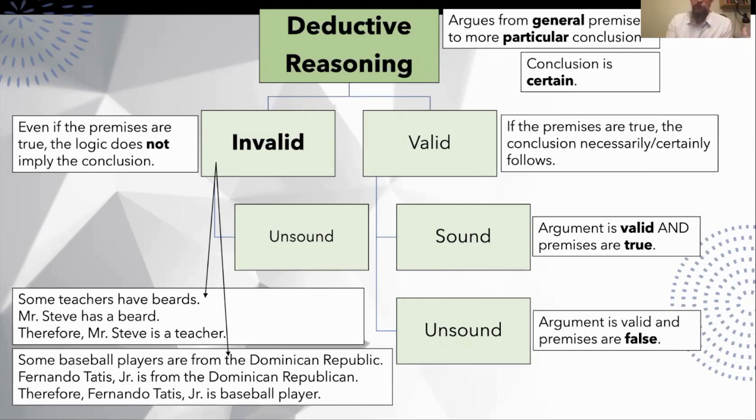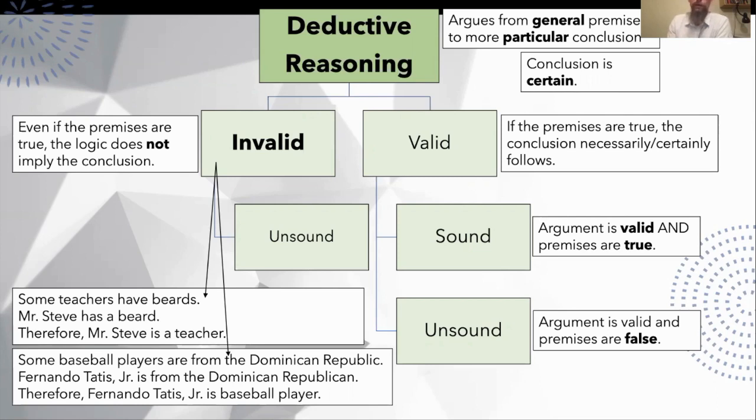Some teachers have beards. Mr. Steve has a beard. Does that necessarily imply that he's a teacher? Once again, like we asked the question from before, just because some teachers have beards, does that mean every teacher has a beard? So all three of those statements, both premises and the conclusion, are true, but the logic is not valid. The conclusion does not follow from the premises.